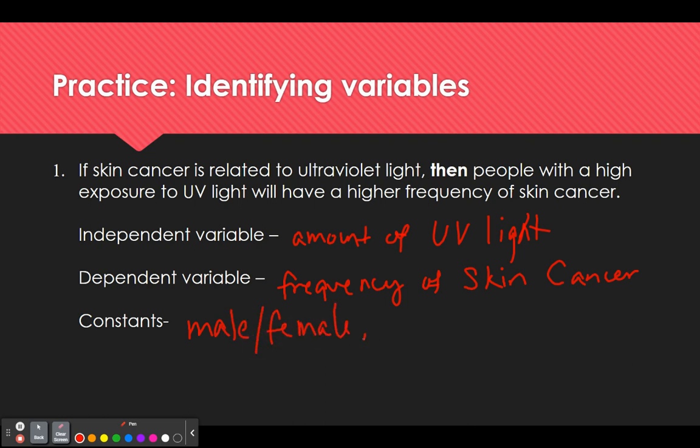A constant here might be whether or not we're working with male or female people. It could be type of exposure. So it could be from the sunlight. It could be from a UV lamp. So these aren't things that are necessarily written here. I'm just kind of assuming what a constant would be, things that I would want to keep constant.